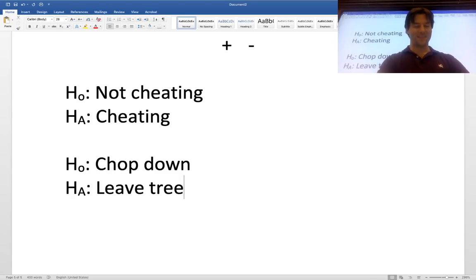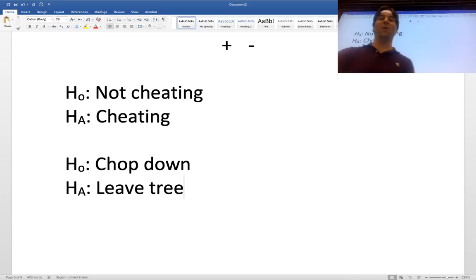So you would reject the true null for type 1, so you would not chop down the tree that you should chop down. You would leave the tree. You would leave a dead tree when you should chop it down. Is that correct? That is correct.